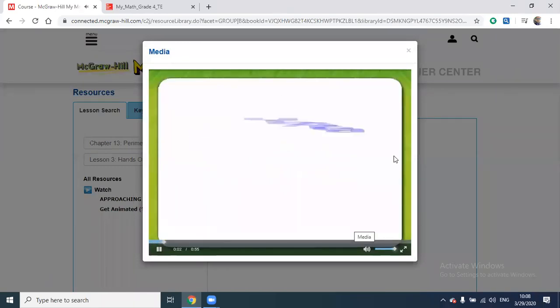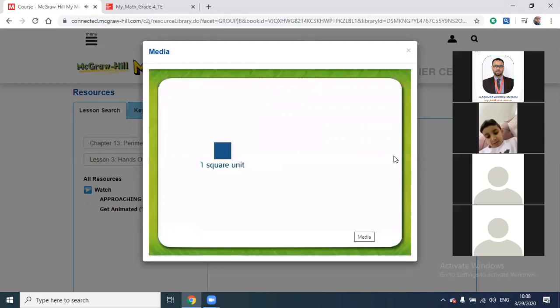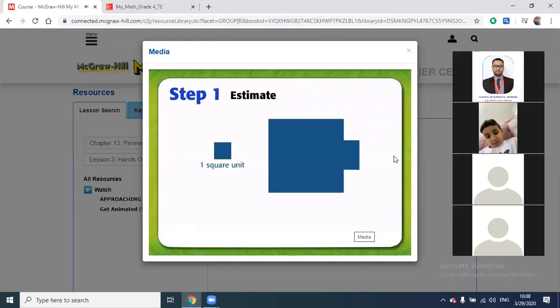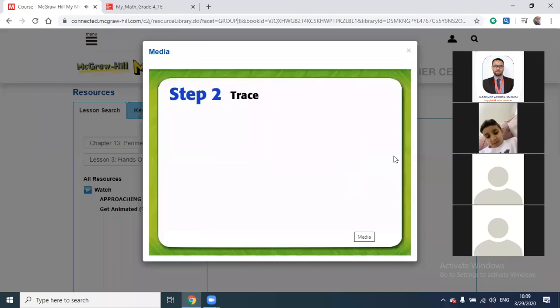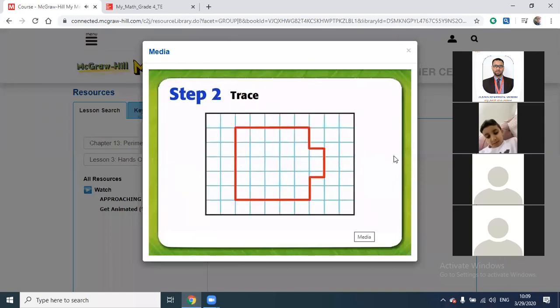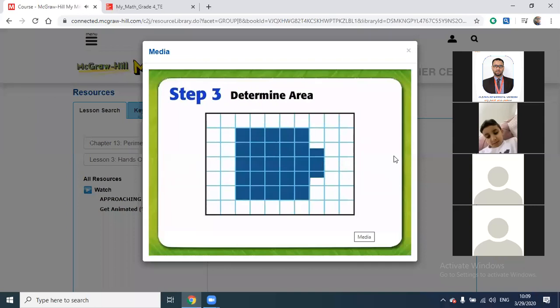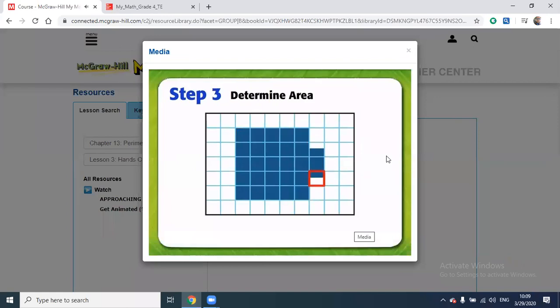Explore, measure, area. If this figure represents 1 square unit, estimate the area of the shape shown. First, estimate. How many square units do you think will cover the side view of the shape? The shape appears to be about 26 square units. Next, trace. Trace one side of the connecting cube onto grid paper. Finally, determine the area. One whole square is one square unit. Each of these is one half square unit. Let's count the number of whole square units. There are 26 whole square units. How many half square units are there? There are two half square units. Since two half square units equal one whole square unit, the total area is about 27 square units. This is one more square unit than our estimate.